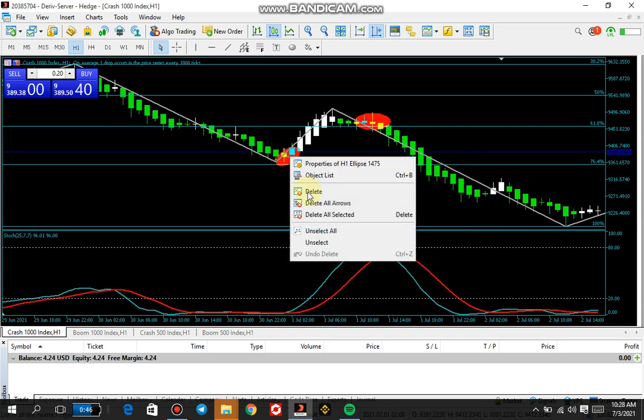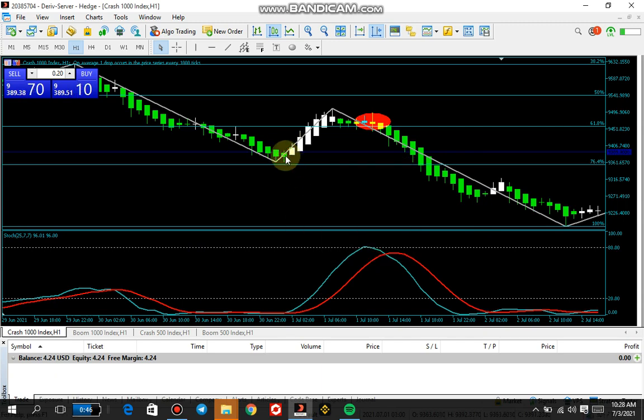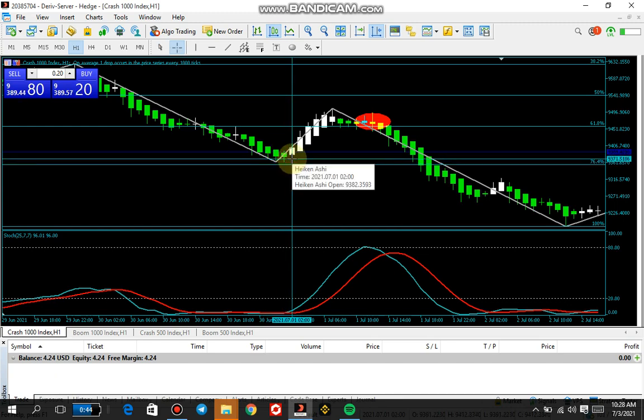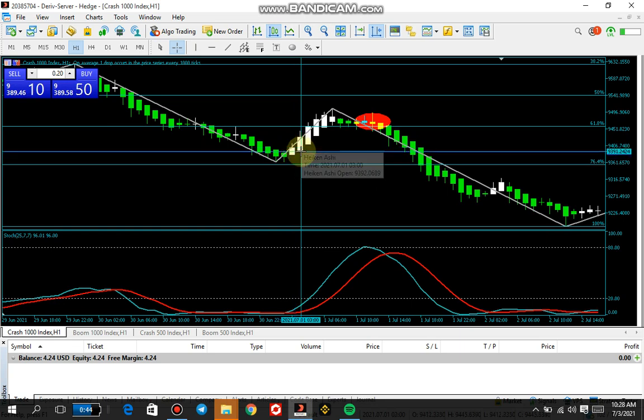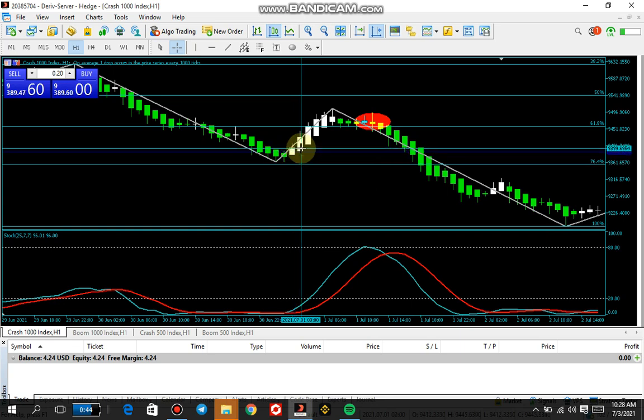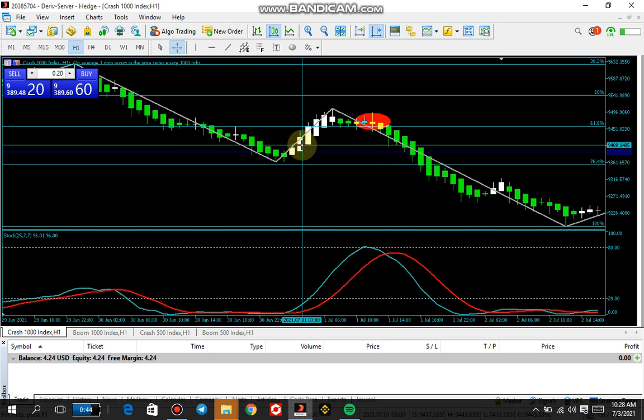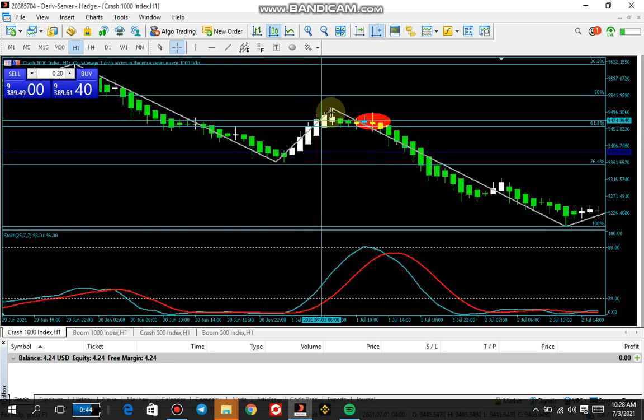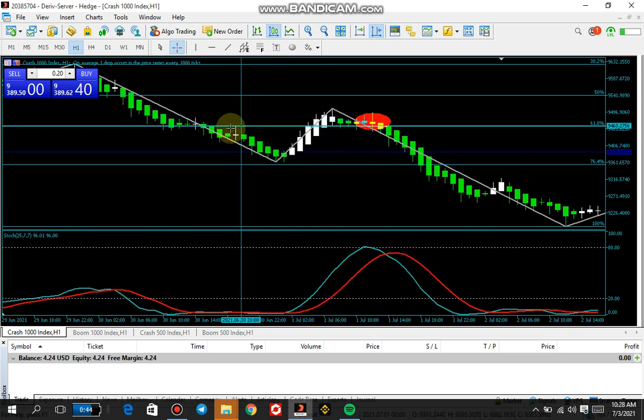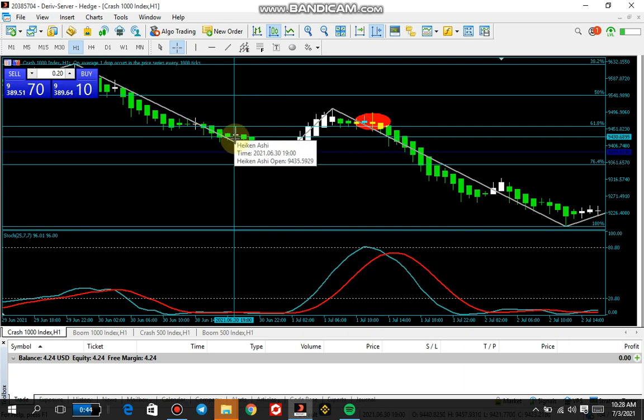I think I'll need to be deleting this. So now look at what happened, then look at what happened to the stochastic. The stochastic crossed. After the crossing, this candle opened, then you enter at the start of this candle. Obviously this candle started around somewhere here. Then you enter it and ride this whole trend. Clear. So look at here again, continuation of a trend, it appeared again, then this candle.